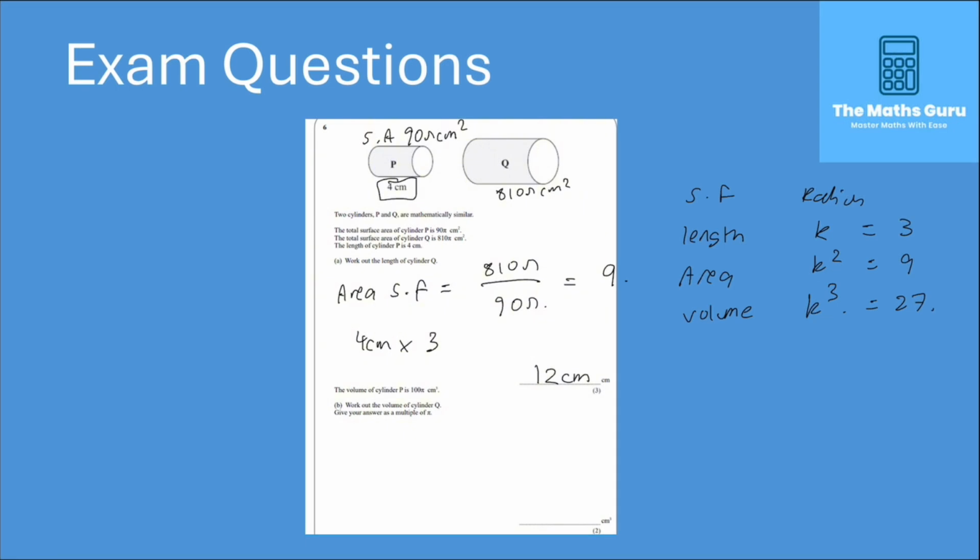It then tells us that the volume of cylinder P is 100 pi centimeters cubed, and we need to work out the volume of cylinder Q. So we need to times by our volume scale factor, because cylinder P is our smaller cylinder, so we need to times it by 27. So 100 pi times 27 gives us 2,700 pi centimeters cubed.